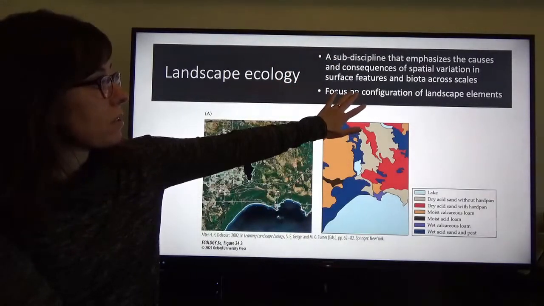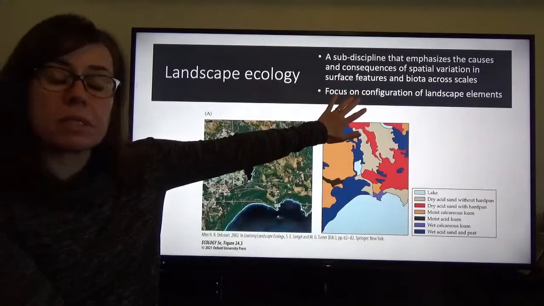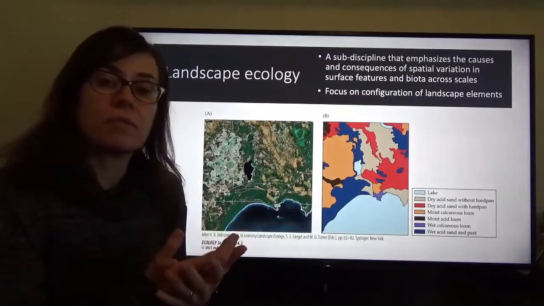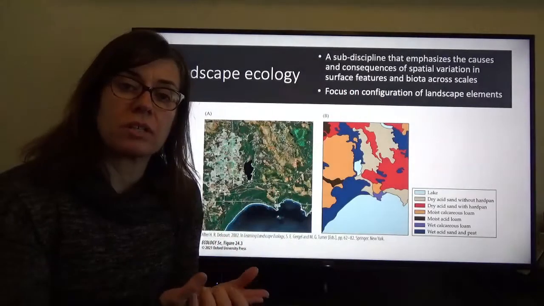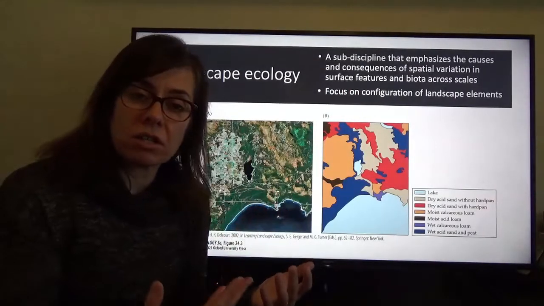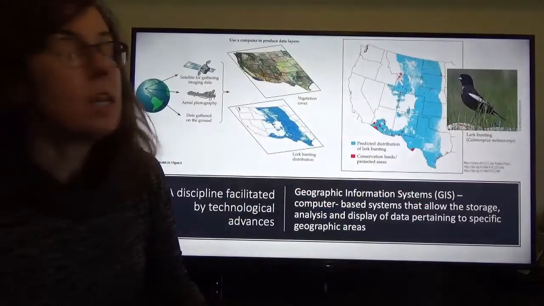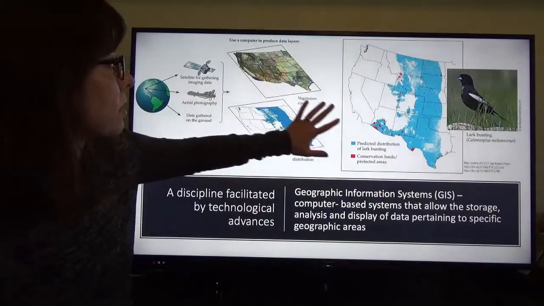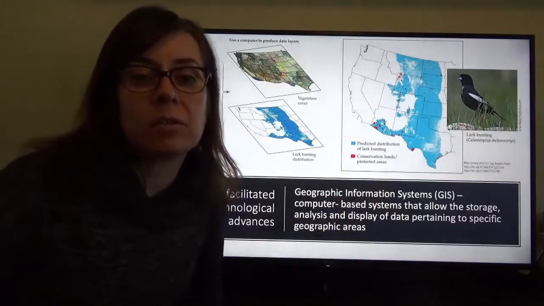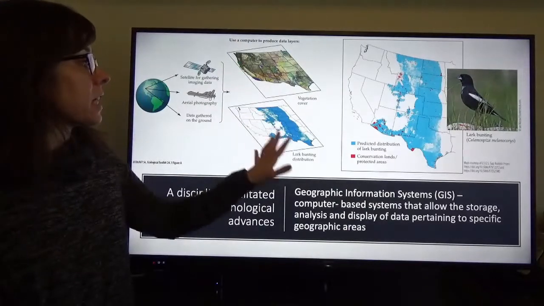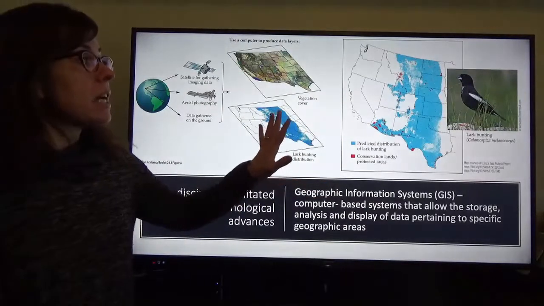So one of the main foci of this discipline is to think about the configuration of landscape elements in relation to one another and what this means for the ecology of the system. Okay? Now, I'm not going to spend a lot of time on this. There are certainly some excellent courses at Laurier that tackle some of these types of methods.